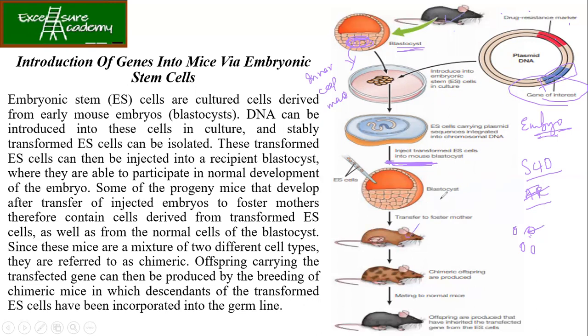Whatever changes you have made, you are going to get, not the features of the foster mother, but the changes you have made and the features of the mother from whom you took the inner cell mass. So if you mate it with normal mice, it can go back to the cell which you have got. Why? Because of homologous recombination.